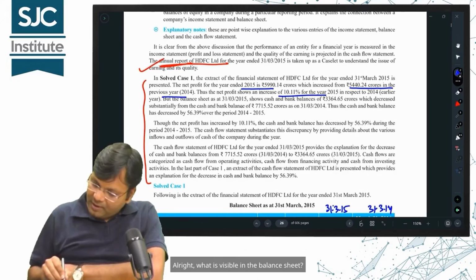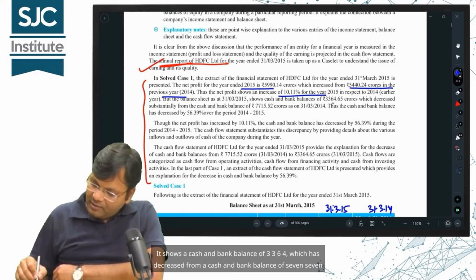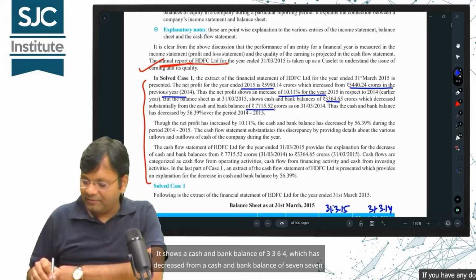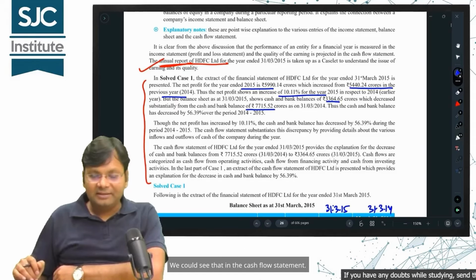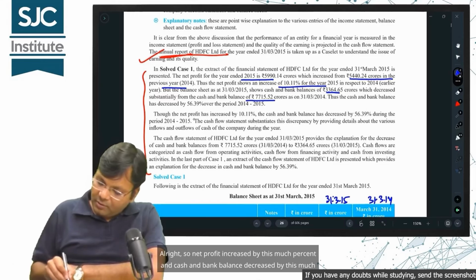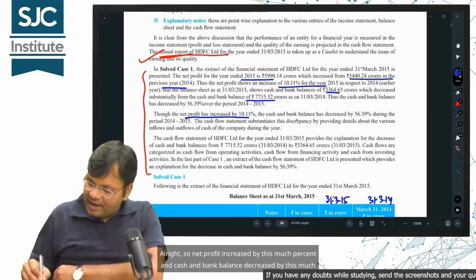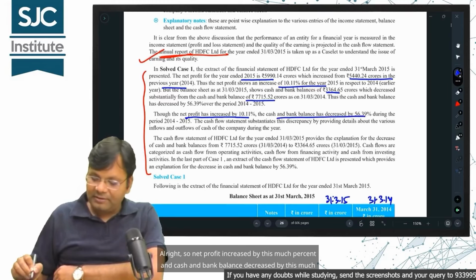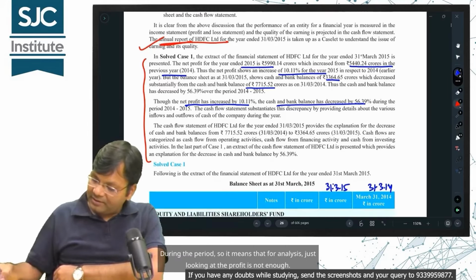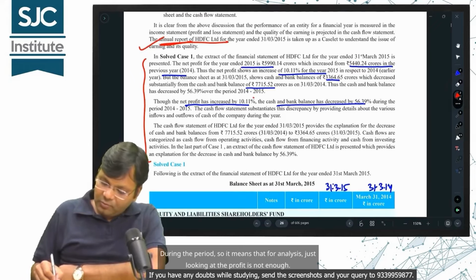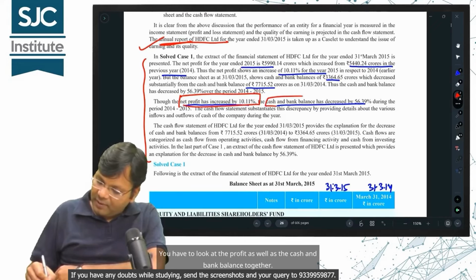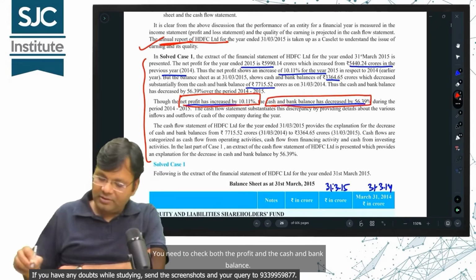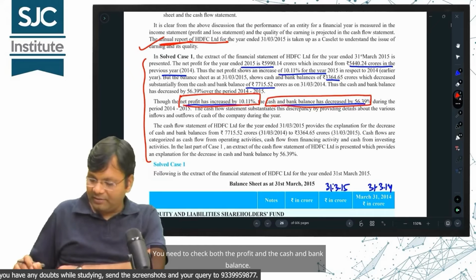Alright, what is visible in the balance sheet? It shows a cash and bank balance of 3364, which has decreased from a cash and bank balance of 7715. So why did this decrease happen? We could see that in the cash flow statement. So, net profit increased by this much percent and cash and bank balance decreased by this much percent during the period, which means that for analysis, just looking at the profit is not enough. You have to look at the profit as well as the cash and bank balance together. You need to check both the profit and the cash and bank balance.